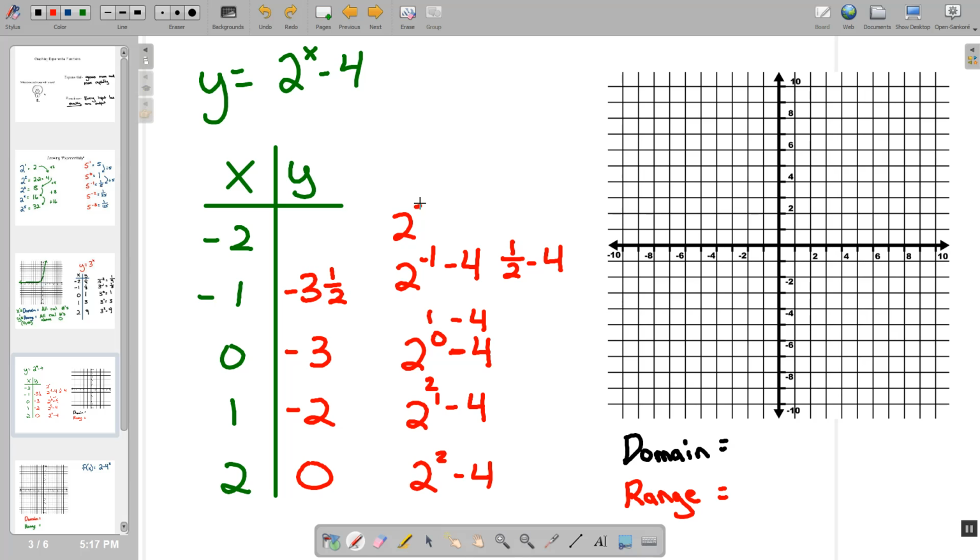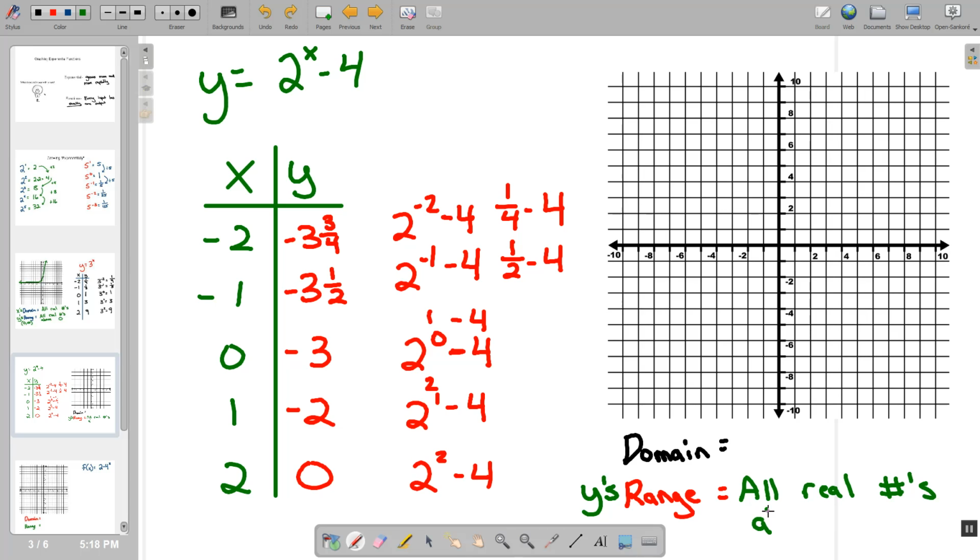And then 2 to the -2nd power minus 4. This right here is 1/4 minus 4. So that'd be like 4 minus a fourth. So -3 3/4. So I notice that it's approaching -4, but it's never going to reach -4, which means our range, which once again is our y's, is going to be all real numbers above -4, or you could write this as -4 to infinity.